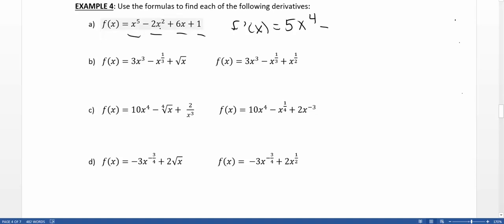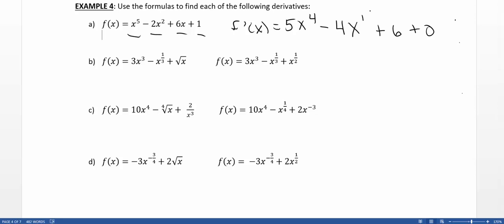Minus, now we have 2x squared. So the 2 comes down to multiply the 2 from our constant multiple rule, and we get 4x to the 1, plus, now the derivative of 6x, when you have a constant times x, the derivative is just that constant. And then the derivative of 1 is 0. So that means that we're going to have 5x to the 4th minus 4x plus 6. We don't usually write the plus 0, and we also don't usually write the 1 power, but I'm writing it here now so we can see how the rules have been enacted.